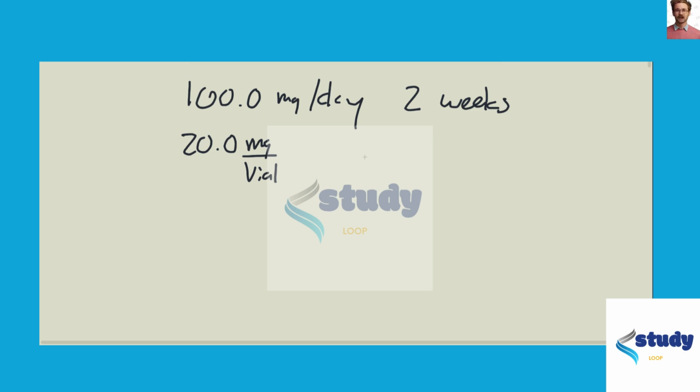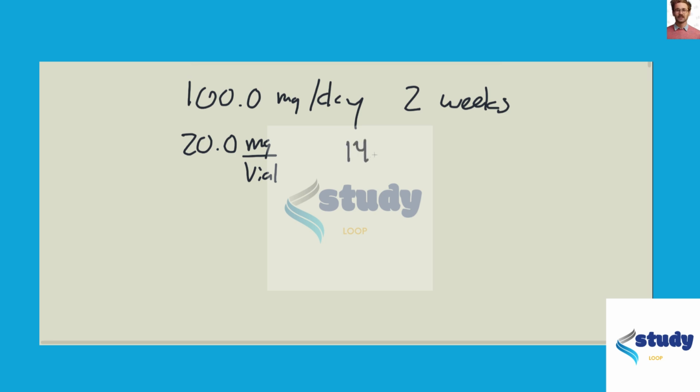Well, what's a conversion factor maybe that we don't have that would be useful, right? We've got milligrams to days, milligrams to vials. Well, we don't have any information about days. We have information about weeks, but we probably want a conversion factor that converts weeks into days, right? Then we'll have all the same units everywhere, and we should be able to just go for it. So, what is a conversion factor that relates days to weeks?